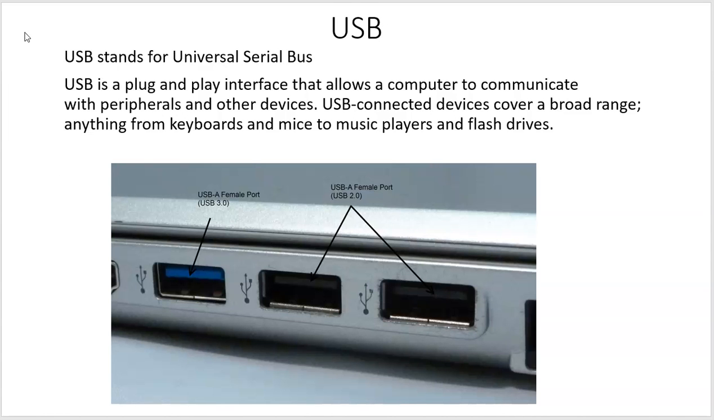USB stands for Universal Serial Bus. USB is a plug-and-play interface that allows a computer to communicate with peripherals and other devices. USB-connected devices cover a broad range, anything from keyboards to mice to music players and flash drives. There's two versions of USB. There's 2.0 and 3.0, and you can always tell 3.0 because it is colored blue. So when you see these USB ports, you know that these are USB 2.0 and this is USB 3.0 because it is the color blue.